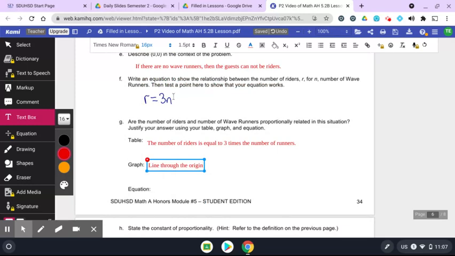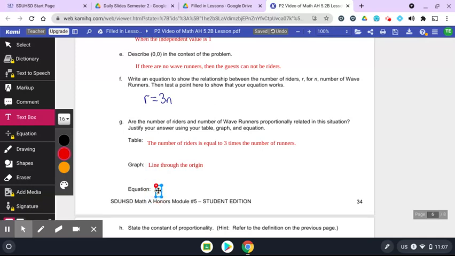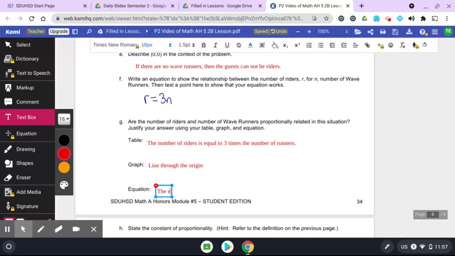On the equation, there is only multiplication. There is no addition or subtraction. So since it doesn't have addition or subtraction, there's no starting fee. Okay, it's in the format of dependent variable is equal to some number times the independent variable.